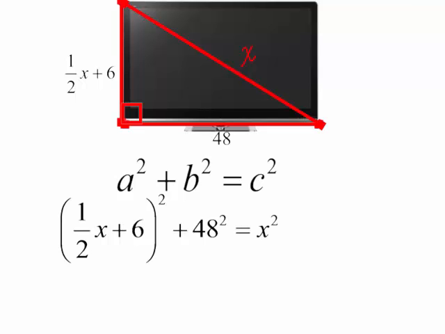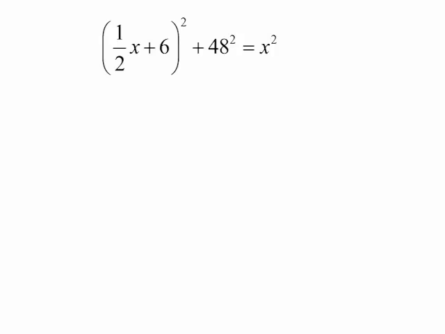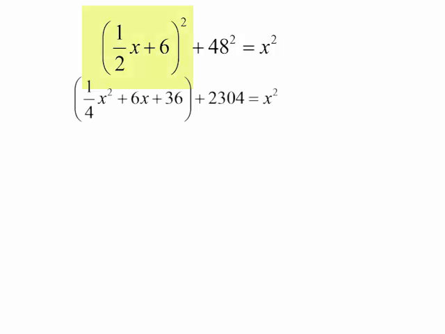This is my equation. Now let's work to get this in standard form. I have a binomial squared, so I will need to use FOIL. And then I squared 48. I got 2,304, and that is equal to x squared. I can combine 36 and 2,304, and now let's get everything on one side.